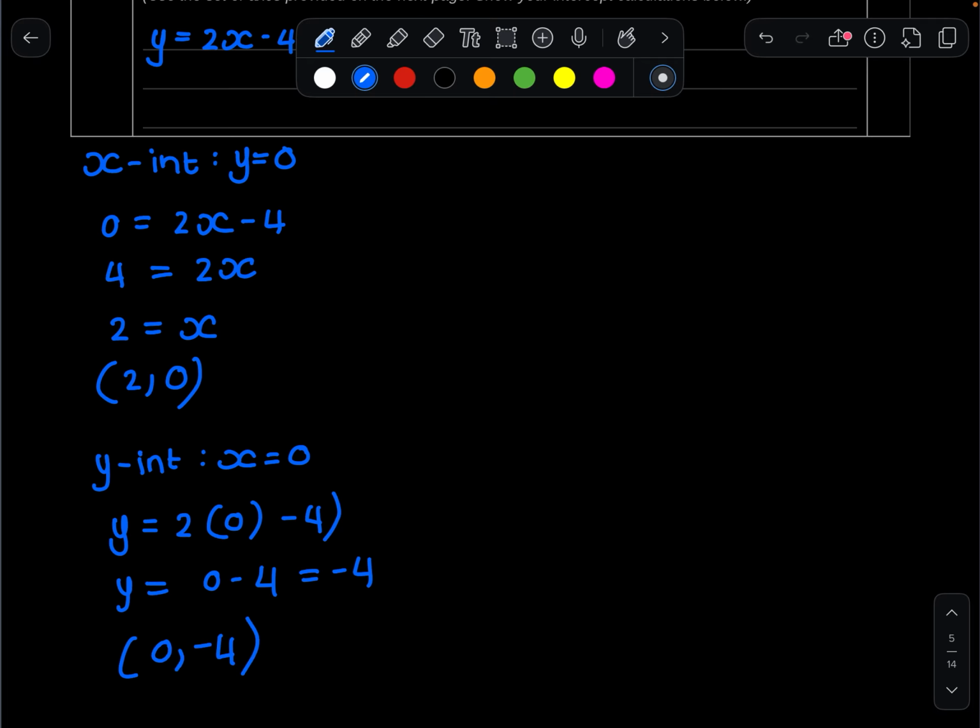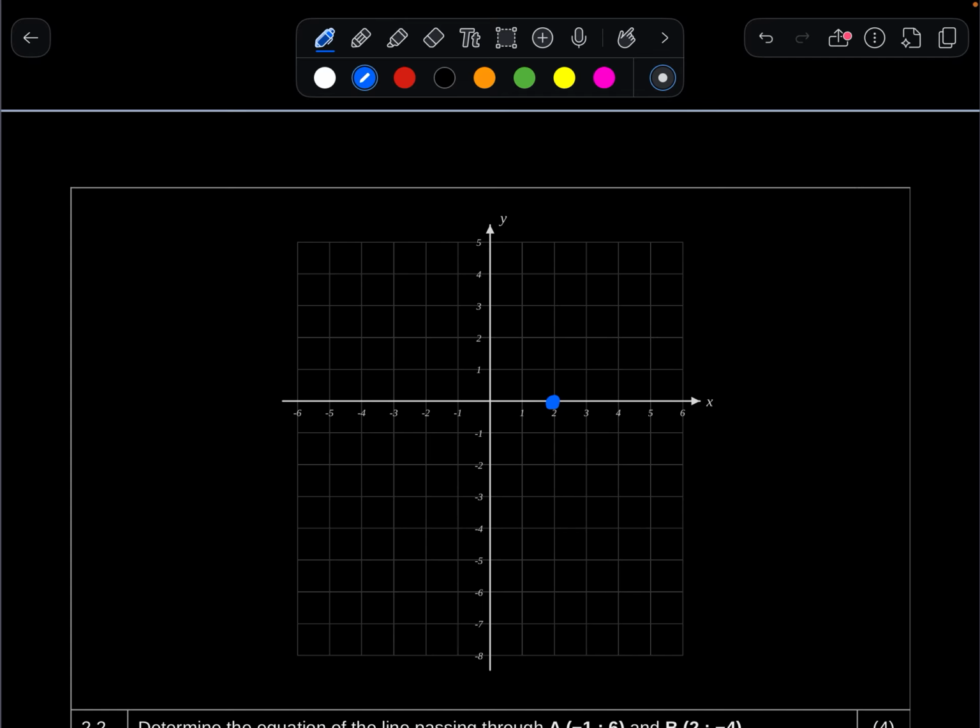So we've got (2, 0) and (0, minus 4). So there's the (2, 0). And then the other one is (0, minus 4). Then you'll have to just forgive me, I don't have a ruler, so I'll draw this as straight as I can. Basically, just putting your ruler between these points and drawing a line between them. And then let's label what we can. So we've got (0, minus 4). We've got 2 and 0. And this is the line y is equal to 2x minus 4.